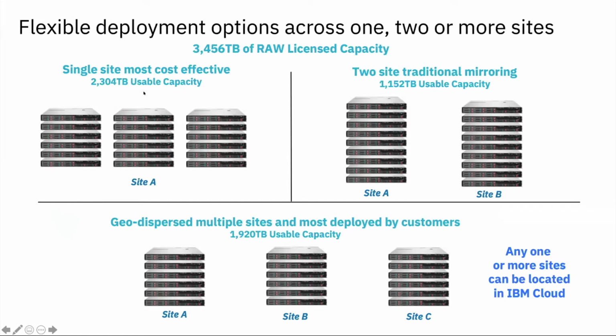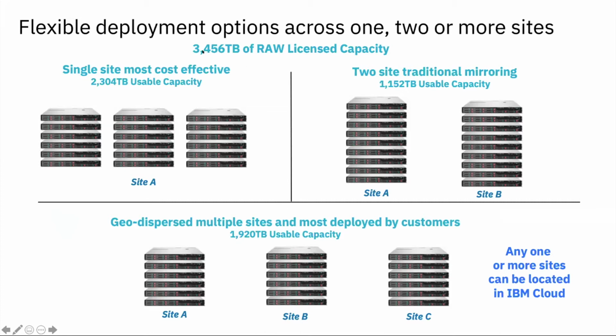So deployment options. Here's an investment of 3.4. So licensing with object is based on raw capacity. How you deploy it in your environment is totally up to you. We support all kinds of different deployment models, but from a licensing standpoint, I want to differentiate the typical 3 deployment options.